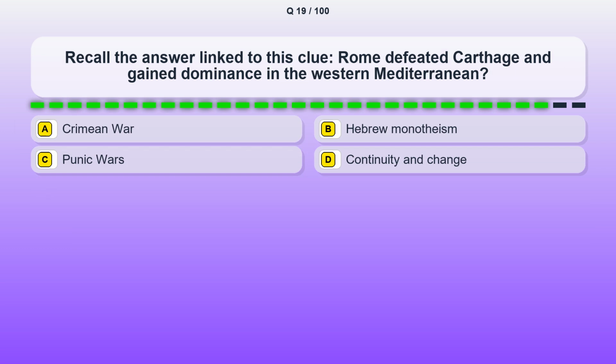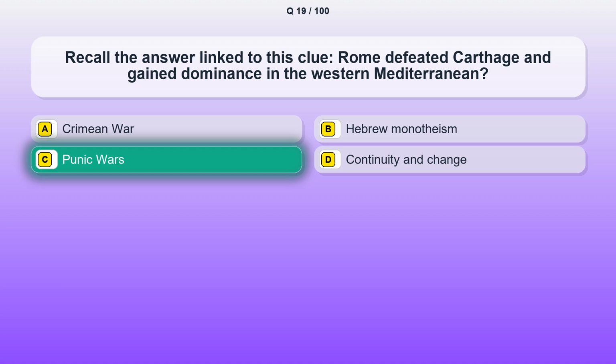Question 19. Recall the answer linked to this clue. Rome defeated Carthage and gained dominance in the Western Mediterranean? Option A, Crimean War. Option B, Hebrew monotheism. Option C, Punic Wars. Option D, continuity and change.